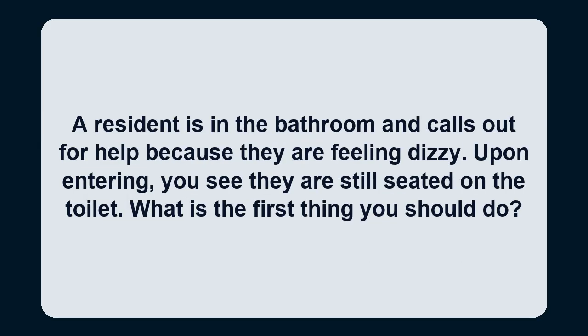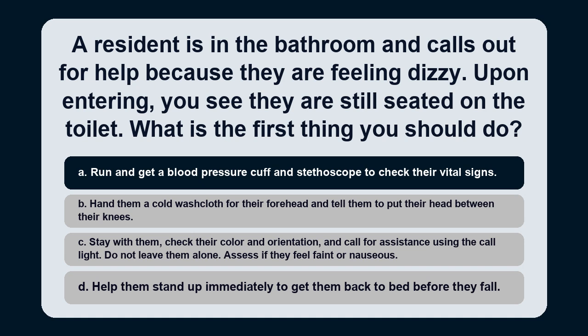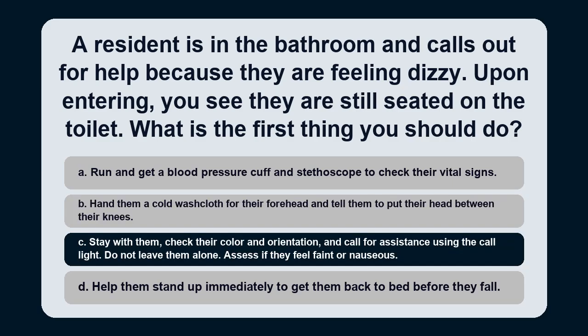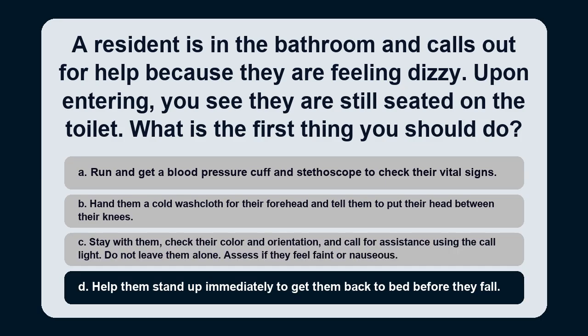Question 5. A resident is in the bathroom and calls out for help because they are feeling dizzy. Upon entering, you see they are still seated on the toilet. What is the first thing you should do? Option A, run and get a blood pressure cuff and stethoscope to check their vital signs. Option B, hand them a cold washcloth for their forehead and tell them to put their head between their knees. Option C, stay with them, check their color and orientation, and call for assistance using the call light. Do not leave them alone. Assess if they feel faint or nauseous. Option D, help them stand up immediately to get them back to bed before they fall.